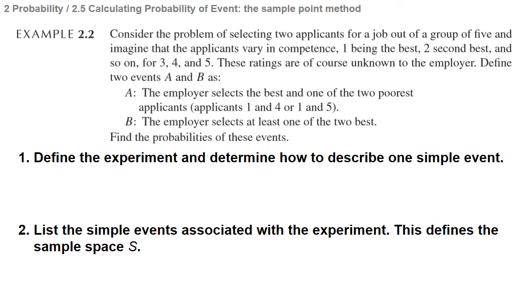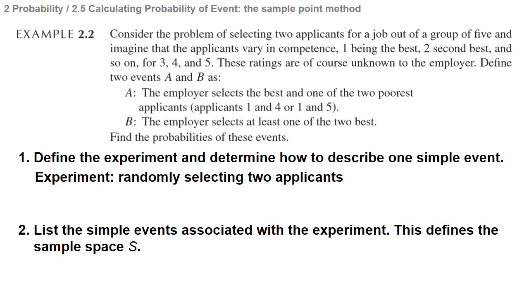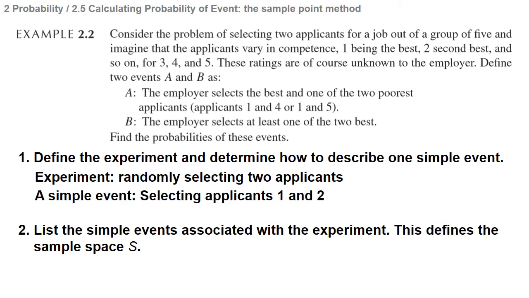And let's try the sample point method here. Step 1, define the experiment and determine how to describe one simple event. So what's the experiment here? The experiment is randomly selecting two applicants among 5 people. That's our experiment. And let's define one simple event. One simple event is selecting applicants 1 and 2. That would be one simple event.